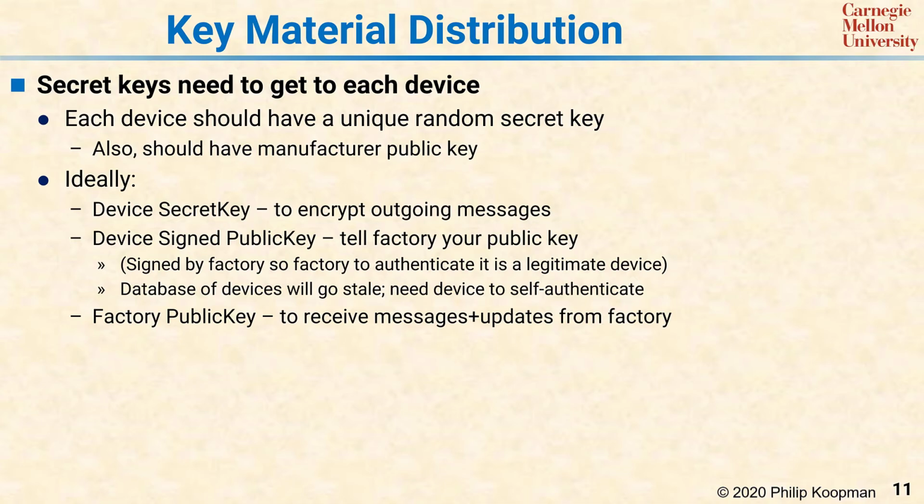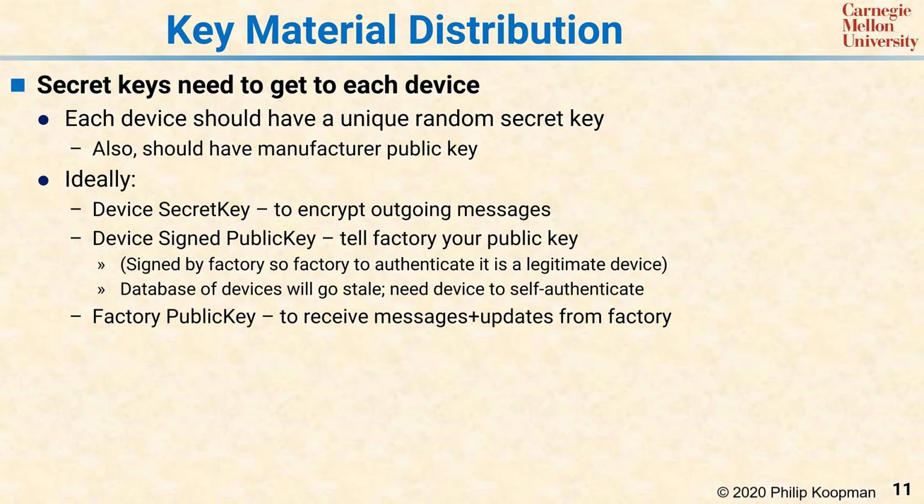And there's also a factory public key, which is used to receive messages and updates from the factory. So you have a secret key to encrypt outgoing messages, a public key for the device that the factory's already signed so the factory can say, yes, you're one of the family, and a factory public key so that you can verify firmware updates and other messages.